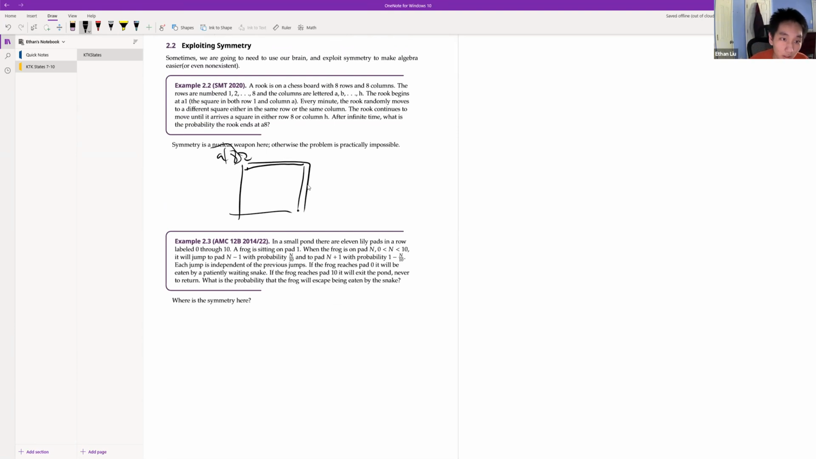And so we start at A1. And the rook randomly moves to a different square, either in the same row or in the same column. Basically, it just makes a random move, right? And so the rook continues to move until it arrives at a square in either row 8 or column H.